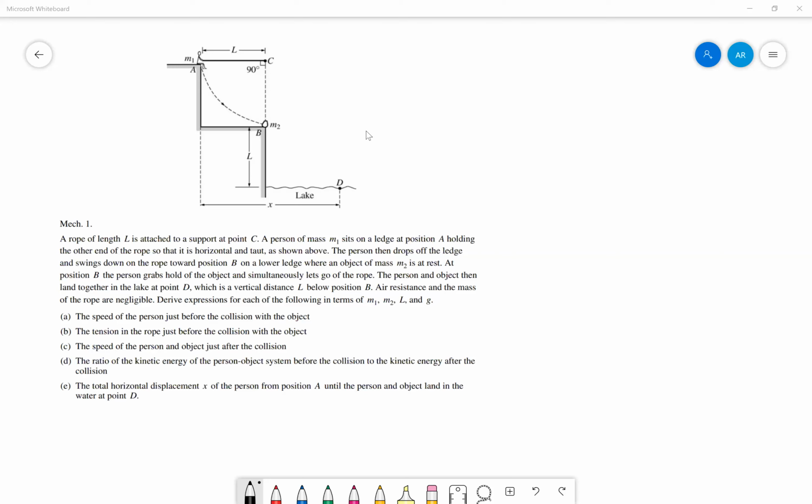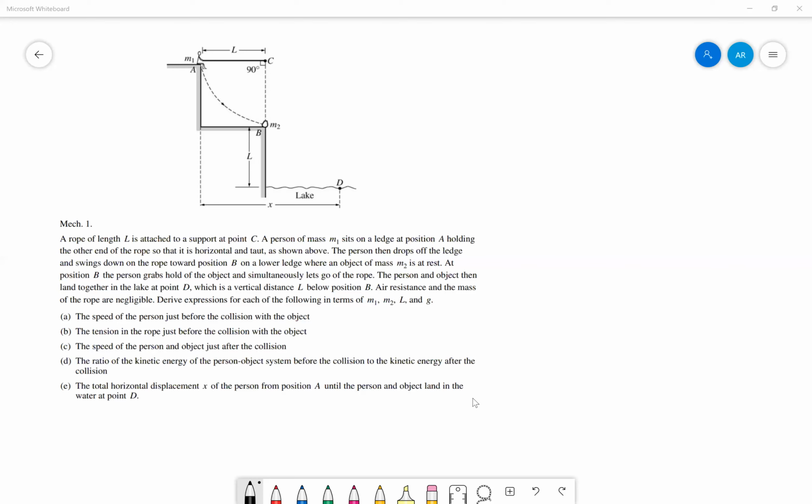The person then drops off the ledge and swings down on the rope toward position B, on a lower ledge where an object of mass M2 is at rest. At position B, the person grabs hold of the object and simultaneously lets go of the rope. The person and object then land together in the lake at point D, which is a vertical distance L below position B. Air resistance and the mass of the rope are negligible, so you can ignore that. Derive expressions for each of the following in terms of M1, M2, L, and g.